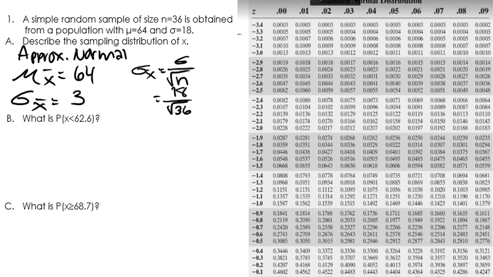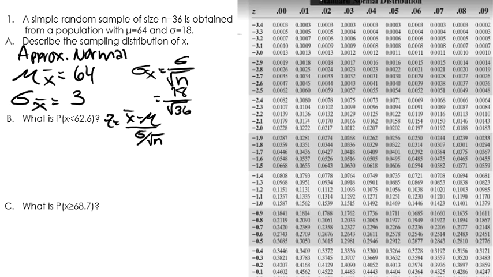Now part B is asking us, what is the probability that x is less than 62.6? The first step we're going to take is to turn this 62.6 into a z-score. We will be using the formula z is equal to x minus population mean divided by population standard deviation, which is then divided by the square root of n.